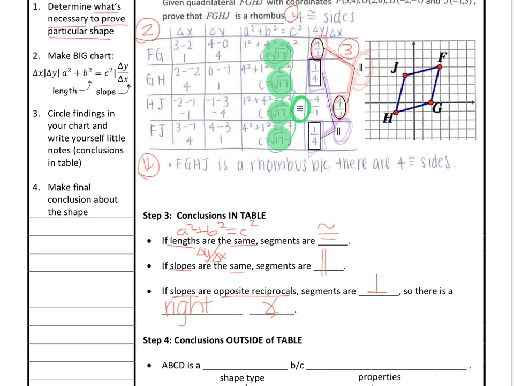So those are the little conclusions you would make in your table. You would make those curly brackets, and then you'd say congruent. Or you make curly brackets and you say parallel. Or you make curly brackets and you say perpendicular, depending on what you can find in your table.